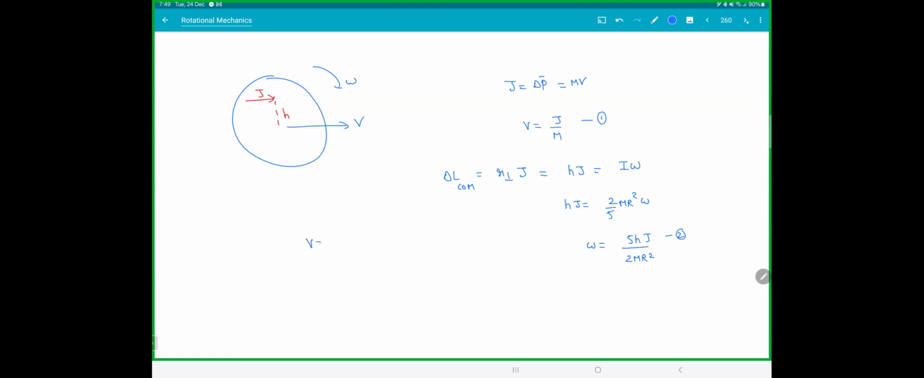If you want pure rolling, V is equal to r omega. So J by m is equal to 5hJ by 2 mr. H is equal to 2r by 5. If you remember, we did a question like this before. Where should I apply the force so that friction is zero? Do you remember? That was this. Clear?